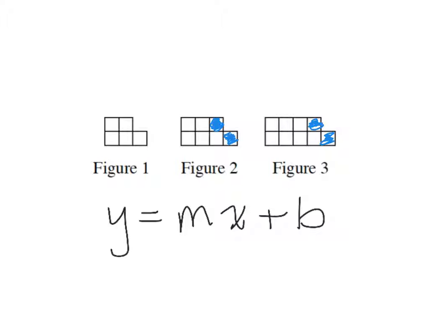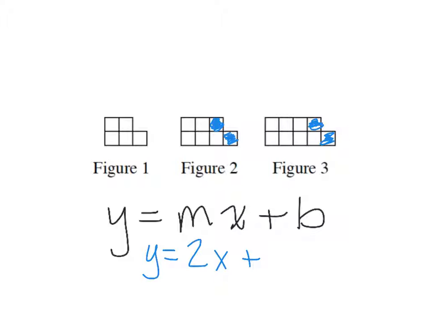So my growth each time is going to be 2. So if I write my rule, I'm going to write it as y equals 2x. Remember, our y is our number of tiles, and x is the figure number. Now I have to figure out what my plus b is. Remember, our plus b is what we start with every time, and that's always our figure 0.